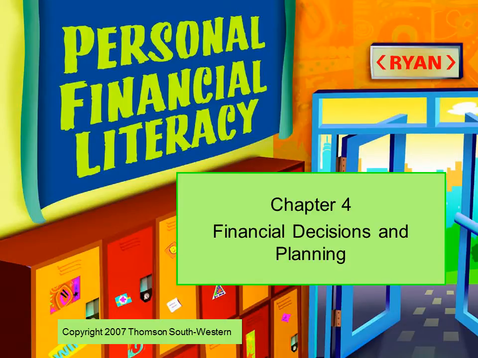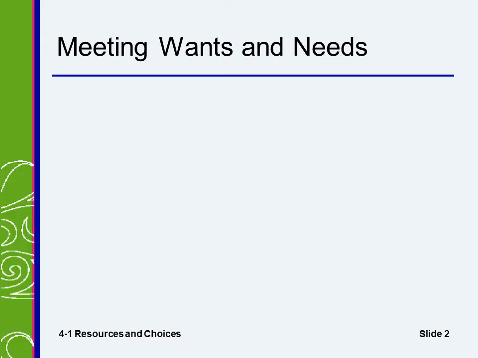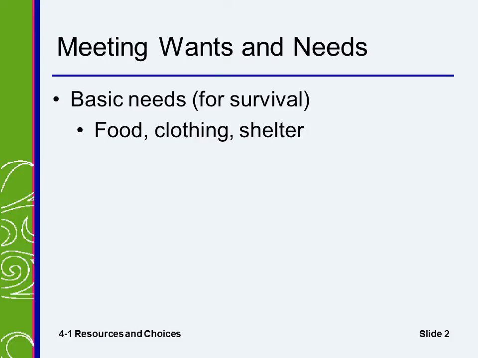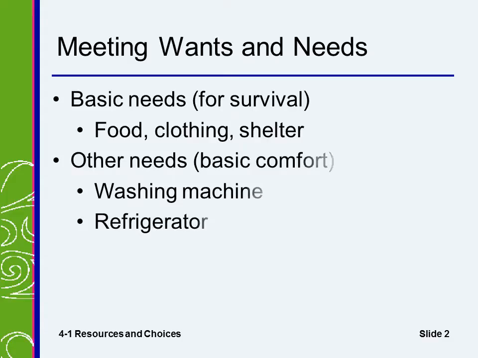Today we're going to be looking at Chapter 4, where we talk about financial decisions and planning. We have to first be able to define wants and needs before we can plan. Basic needs are things like food, clothing, and shelter. You need these for survival.